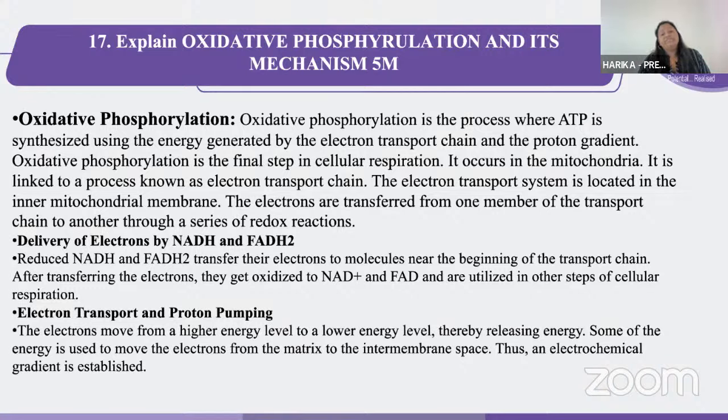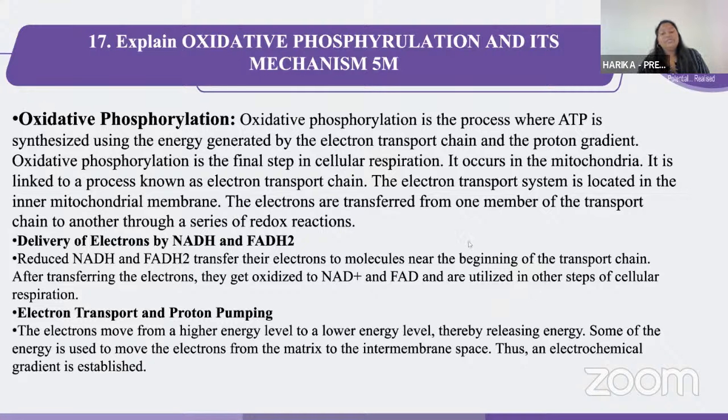So it is a process where ATP is synthesized using energy that has been generated by the electron transport chain and proton gradient. Oxidative phosphorylation is the final step of our cellular respiration. So overall, the end cycle of our cellular respiration is oxidative phosphorylation. It generally occurs in mitochondria, and it is linked with the process of the electron transport chain.